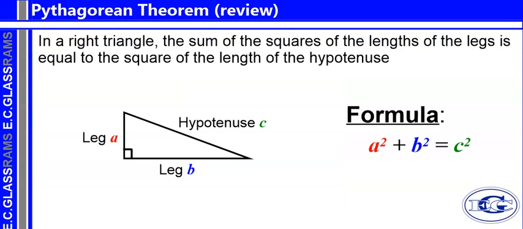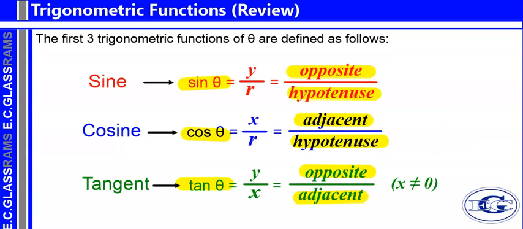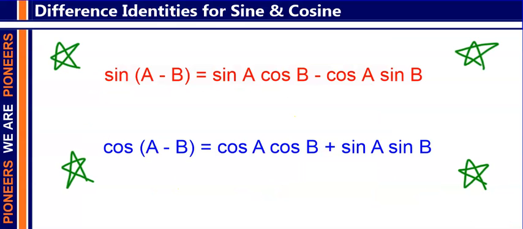So again, just a review. Here's the review on the Pythagorean theorem, the formula, and what the conditions are. Here's a review on the trig functions. We're using the wordings for opposite, adjacency, and hypotenuse. So please take note of that. And now let's get to the meat of it.